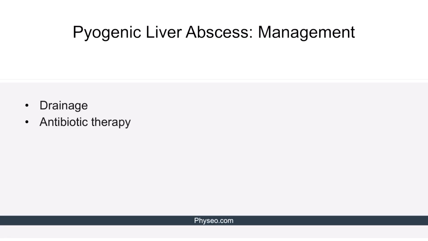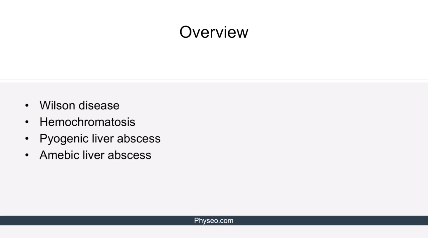Management of pyogenic liver abscess depends on drainage and antibiotic therapy. The abscess drainage can be percutaneous or surgical, based on number and size of lesions. Empiric broad-spectrum antibiotic therapy should be initiated, followed by tailoring the regimen when results of staining and cultures are out. Let's conclude our lecture with amoebic liver abscess.